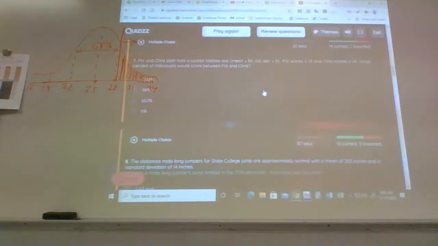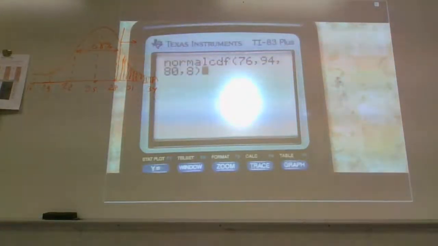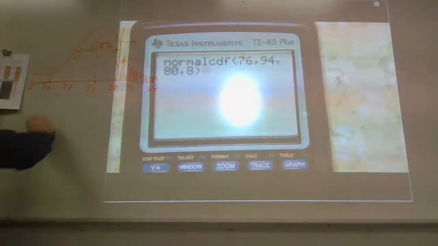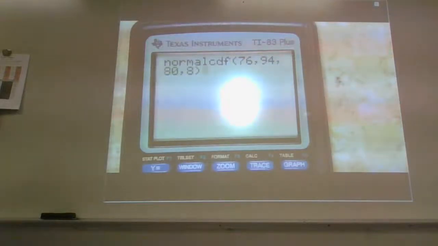80 and 8. So that's what the calculation would look like when you type that in. And again, it's normal CDF.